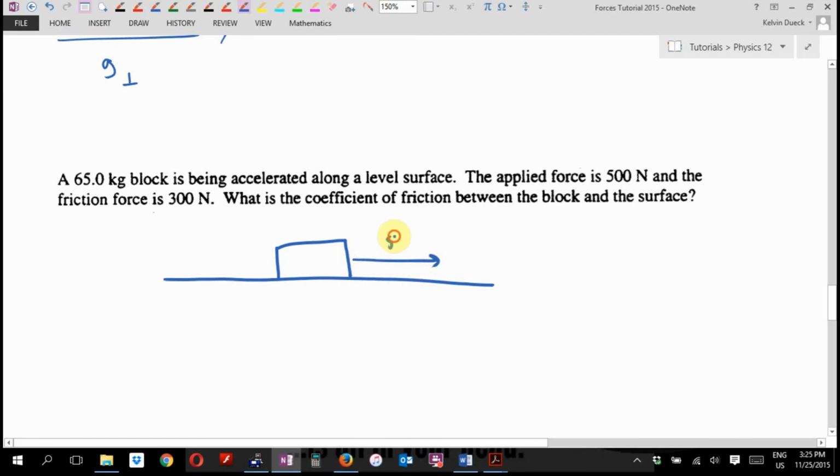The applied force is 500. Friction is 300. What's this question want me to find? Mu. Now, I started out saying to myself, who's winning? And then I went, wait a minute. Class, what's this question asking me to find?